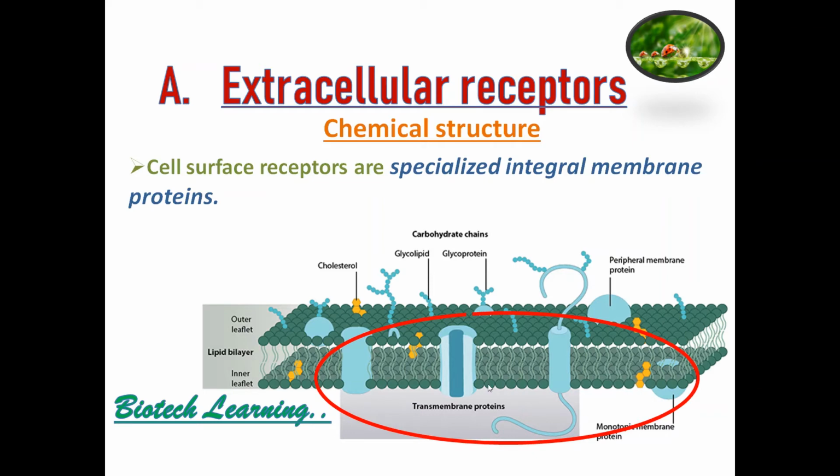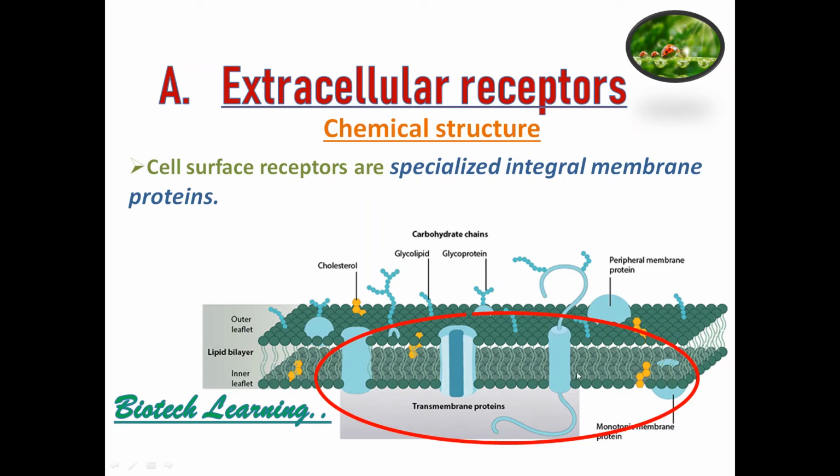Integral membrane proteins can again be of two types. The first one is just facing one side of the plasma membrane of the cell, which is why it's called a monotopic membrane protein. Mono means one, so these are just facing one side of the plasma membrane. And these are bitopic membrane proteins because they can be seen on both sides. They are traversing the plasma membrane, so these are called transmembrane proteins.